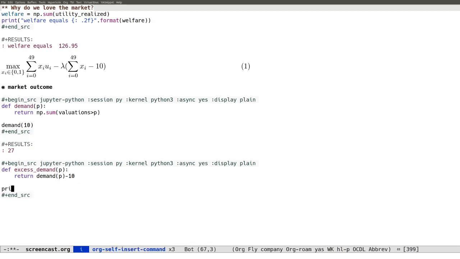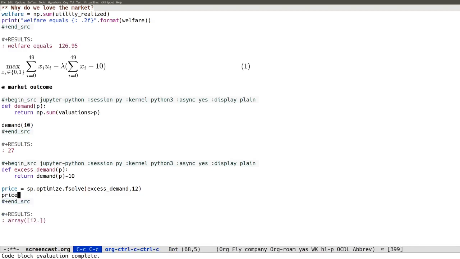And now we can solve for the equilibrium price by using from the SciPy library optimize and then the function fsolve. So fsolve looks for the value of P where excess demand is going to be equal to 0. So we have excess demand, and we're going to give it a starting value, let's say 12. And just to check whether everything works out, let's check what price actually is. So we run this, and it finds an equilibrium price actually equal to 12.